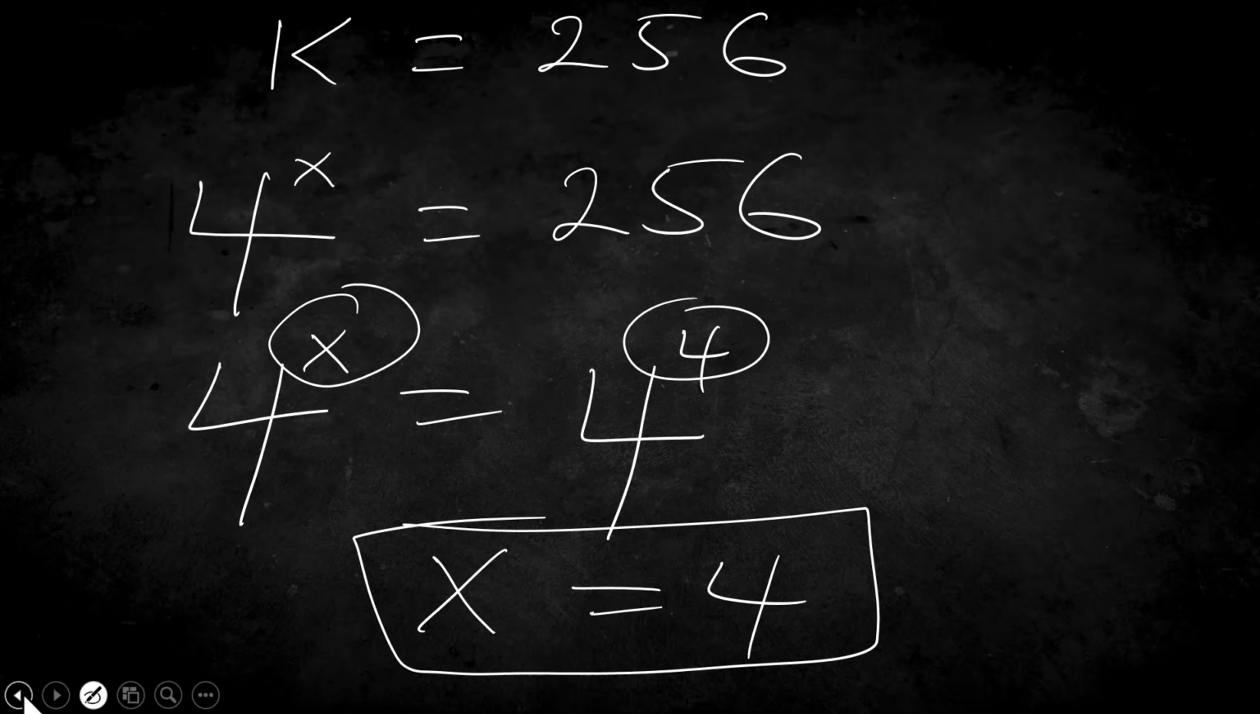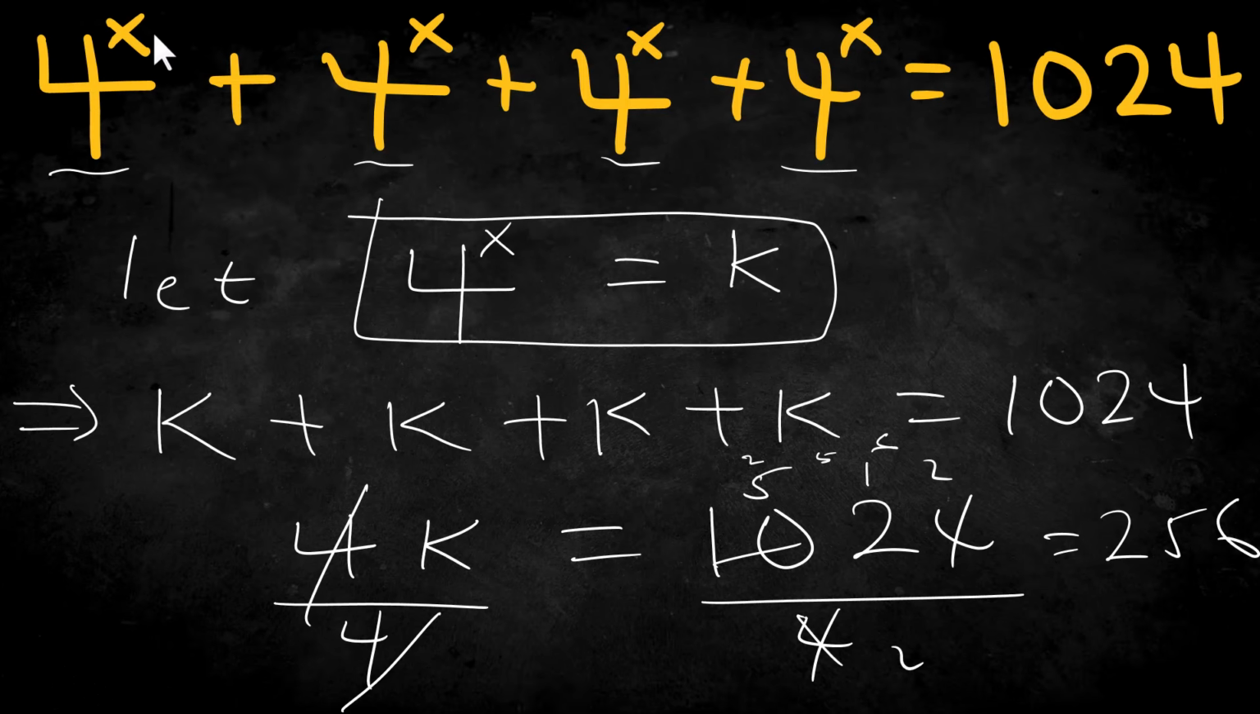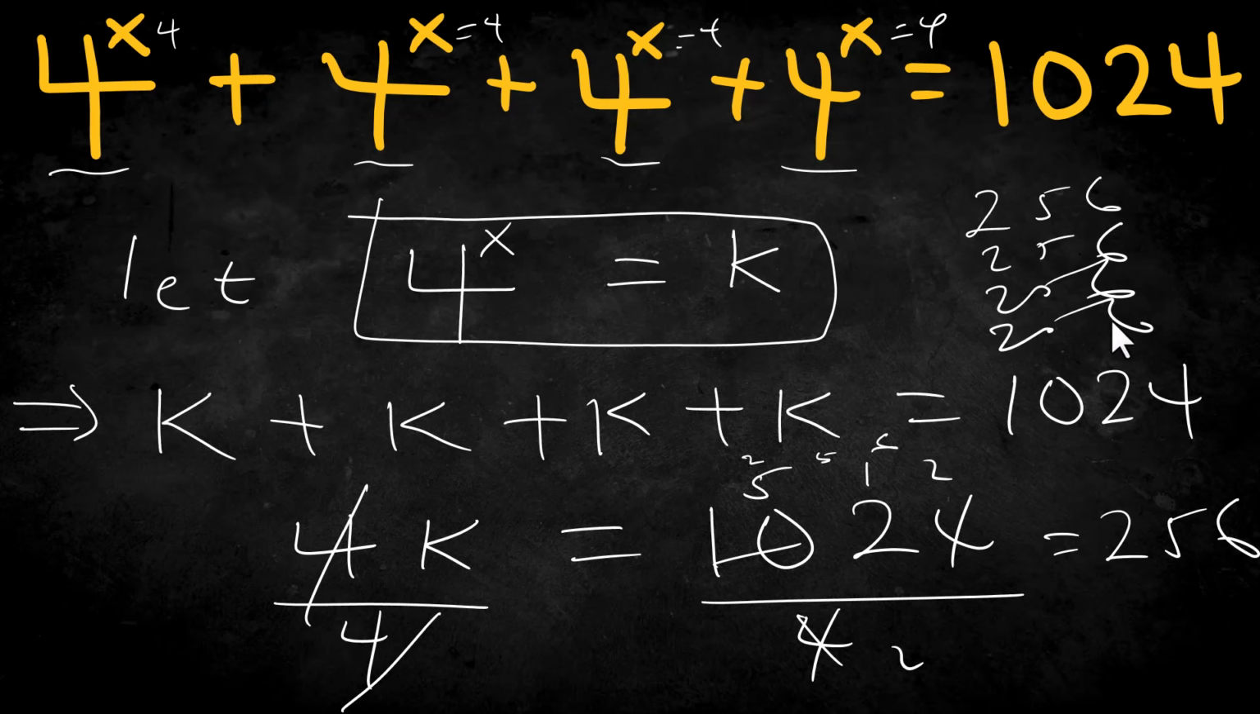Okay, so if you want to verify, once you plug in 4 here, 4 here, 4 here, 4 here, so 4 to the power 4 plus 4 to the power 4, so that will be 256 multiplying by 4. 256 plus 256 plus 256 plus 256, that will be 1024. Okay, simple as that. All right.